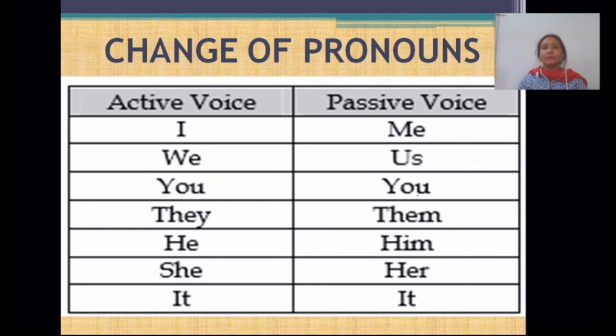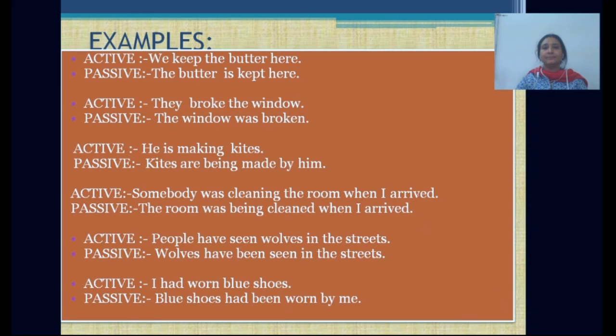Change of the pronouns. For active, I. In the passive, it becomes me, because the subject I becomes the object me. We becomes us, you doesn't change. They becomes them, as they is the subject, and in the passive it becomes the object them. He, the subject, becomes the object him. She becomes her, it remains the same.